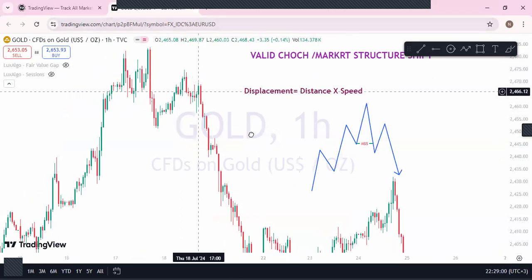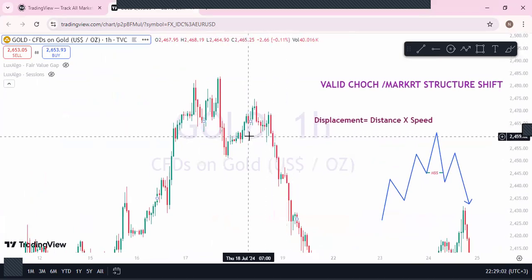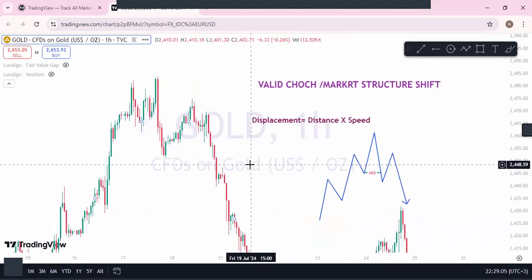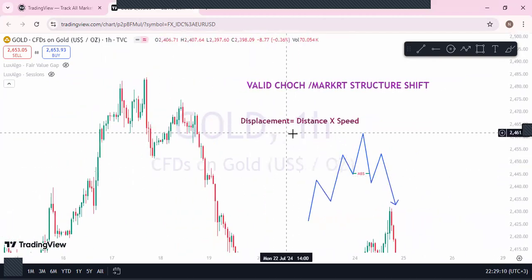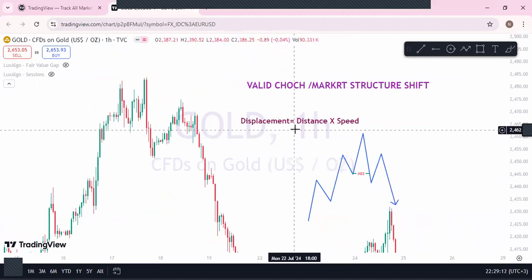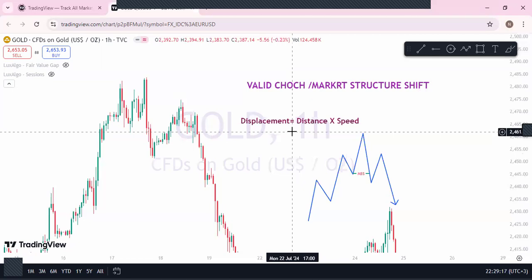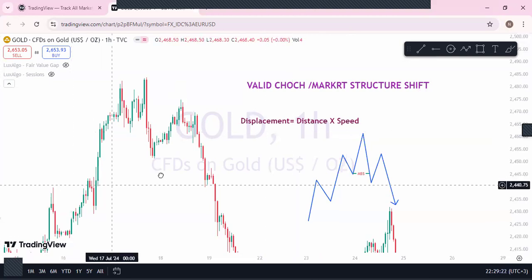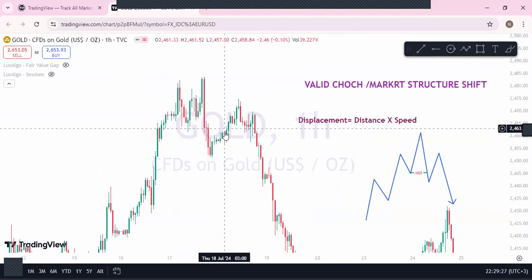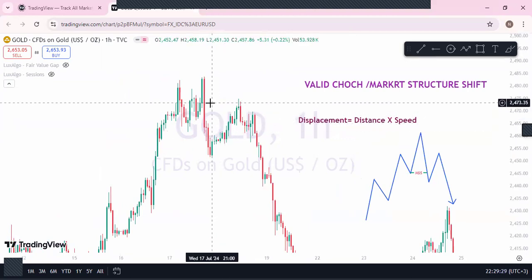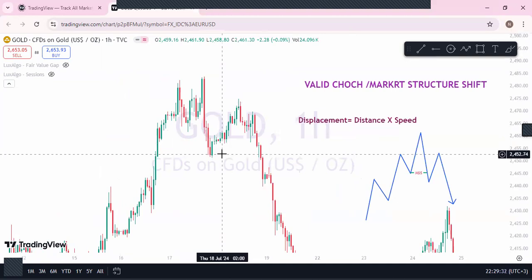Now, this is how to identify the change of character in the market. For example, this point, but before I continue, I want to talk about displacement. Displacement is distance times speed. It is the distance that the candle has taken, times the speed. For example, at this point, we have this candlestick with a very high momentum, showing that sellers have now come into the market and they are very serious.